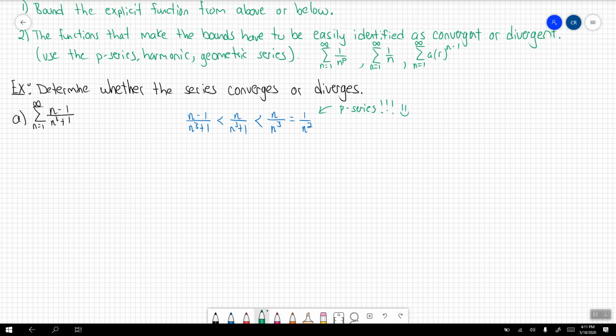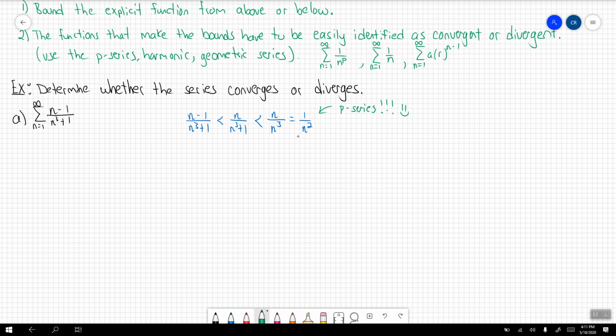Now, let's check out what's happening. All right. So if we check out what's happening here, well, for the p-series, anything greater than 1 is going to converge. So naturally, now that I found that value being greater than 1, I can then say, hey, this is going to converge. All right. Now, does that help us?